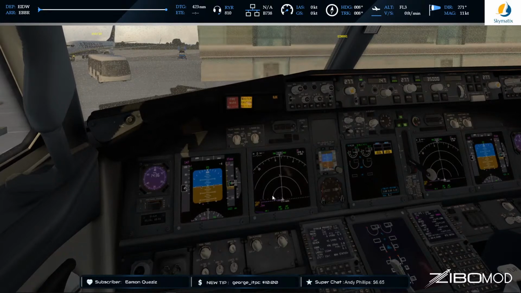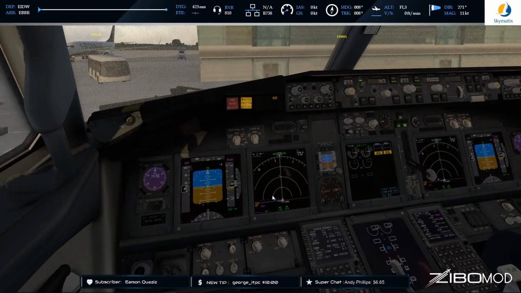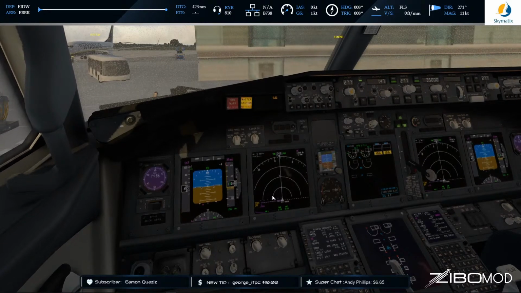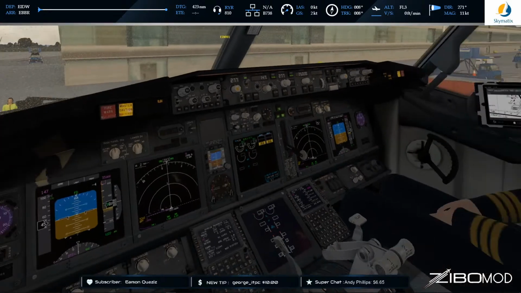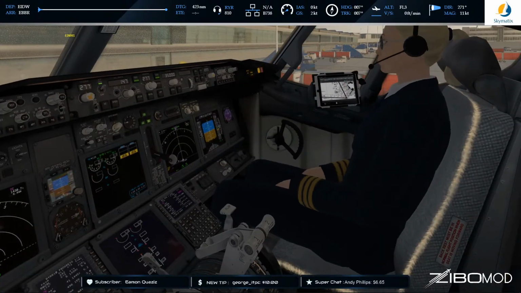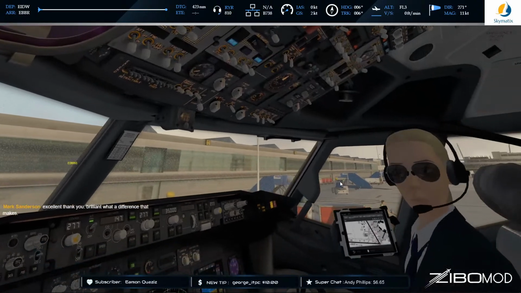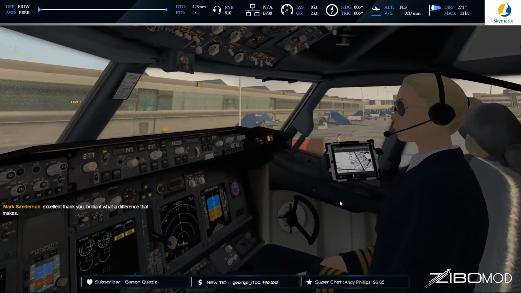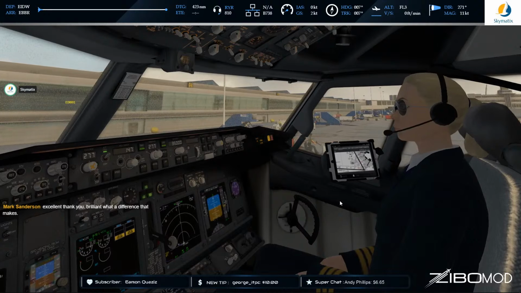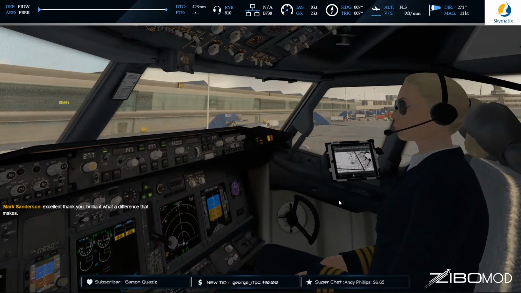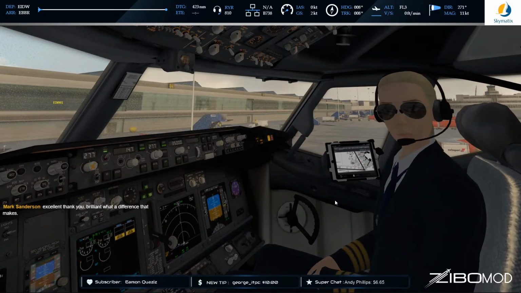Starting pushback, and you may start engines. Engine start procedure. Waiting for the command to start sequence. Start number 2 engine. Starting number 2 engine.